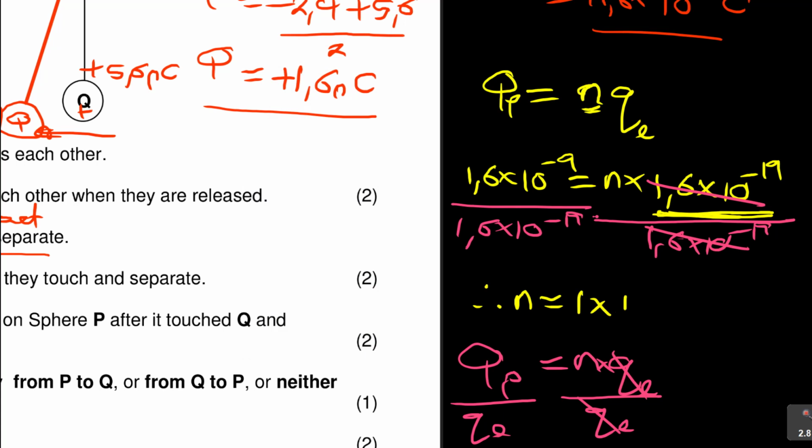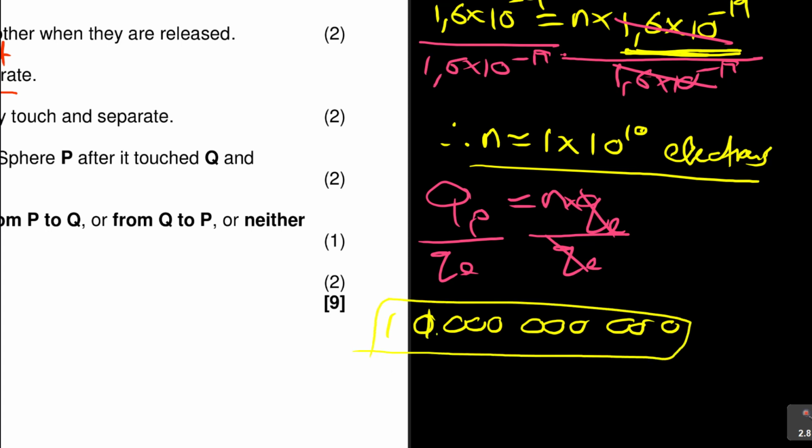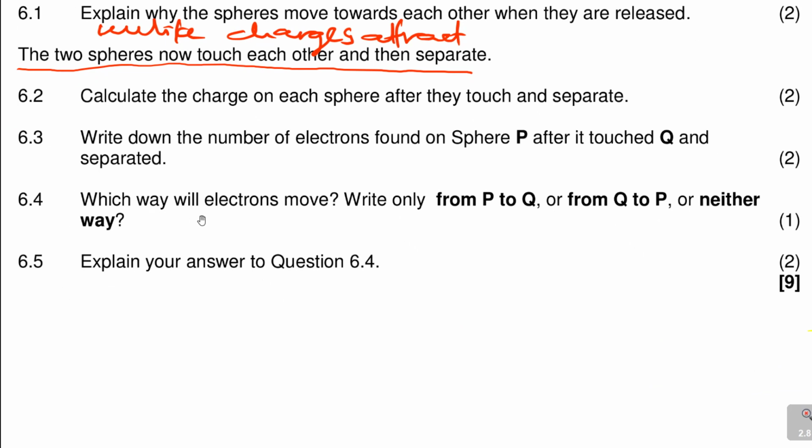So these are the number of electrons. When you're counting them, it's a big number. This is 1 times 10 to the power of 10, more than a billion, because this number has 10 zeros. 1, 2, 3, 4, 5, 6, 7, 8, 9. So here you've got 10 billion. These are electrons, you see? It's a big number.